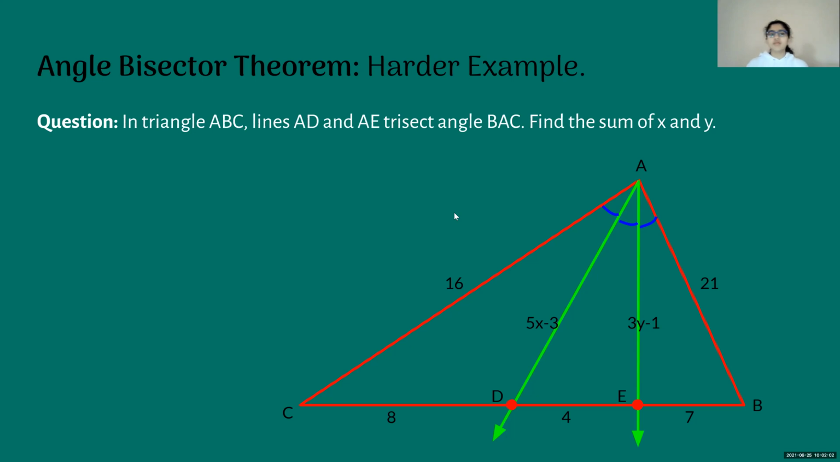And remember, trisect means divide the angle into 3 equal parts. So that means that angle CAD is equal to angle DAE is equal to angle EAB. Yes, we will use the angle bisector theorem, but first we need to figure out a situation in which this works, right? Okay, so someone said that AC over CD is equal to AB over BE. However, that would not be the case.